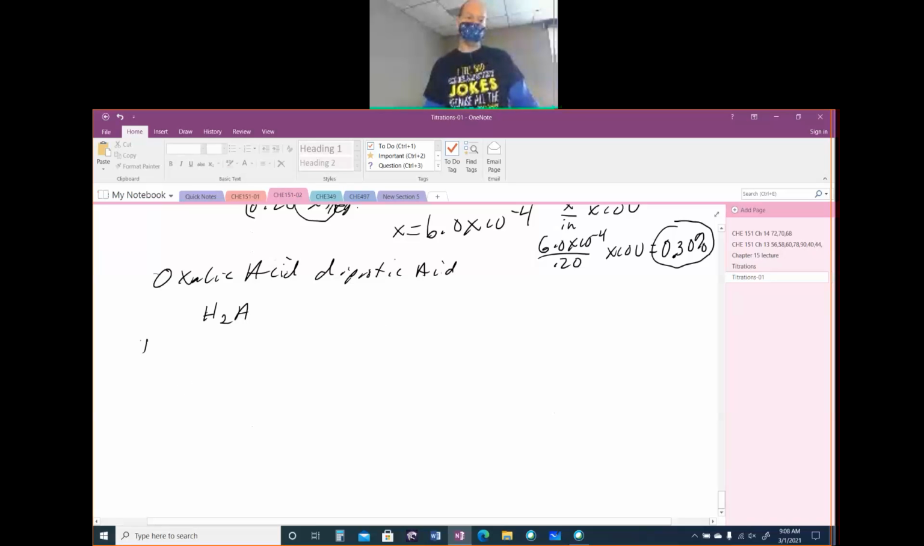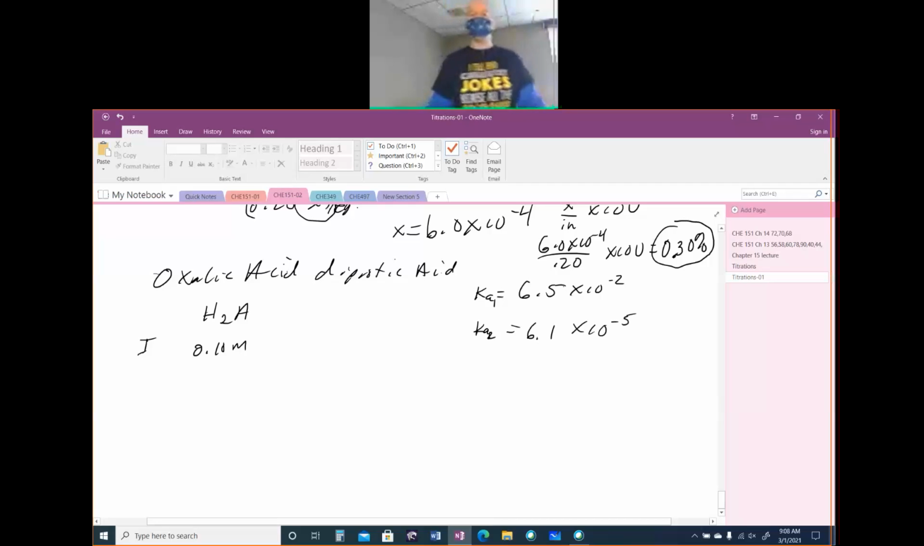Initially, I have 0.10 molar. Now it's a diprotic acid, which means you're going to have 2 Ka values, 2 different reactions. Ka1 is given as 6.5 times 10 to the minus 2. We do not like that Ka value. Ka2 is much better at 6.1 times 10 to the minus 5. The chances of requiring successive approximation when your Ka is times 10 to the minus 2 is very close to 100% of the time.